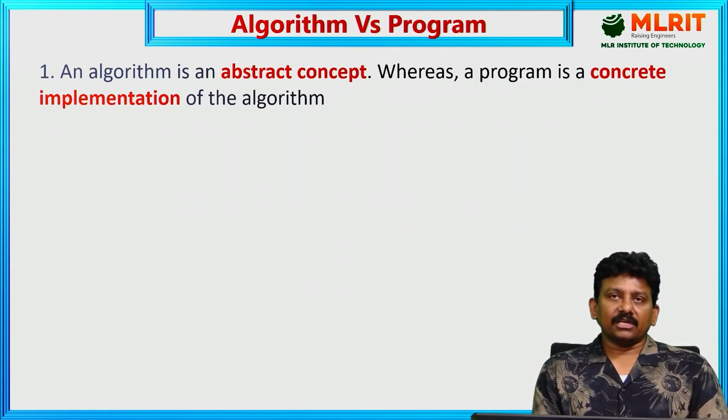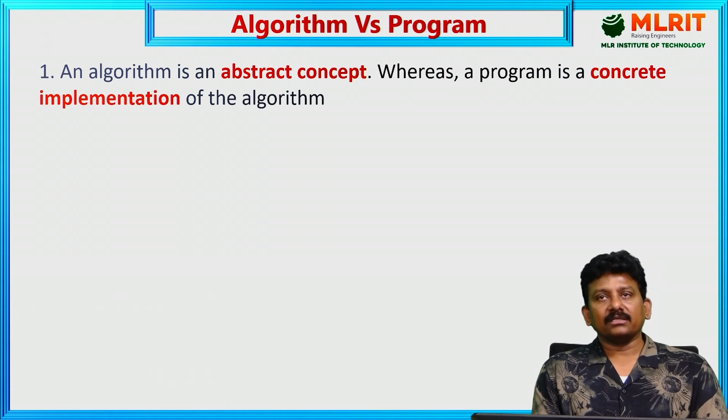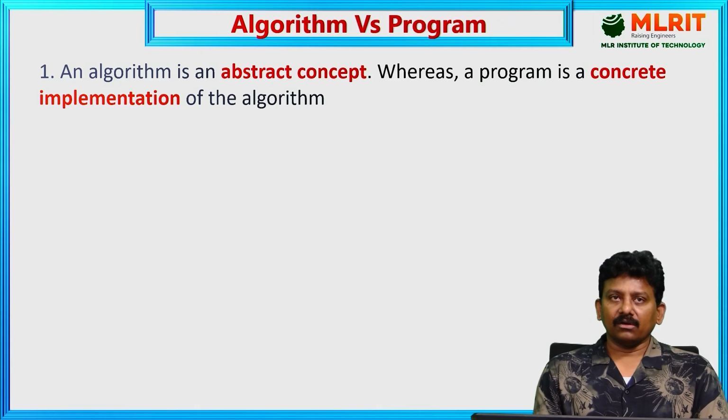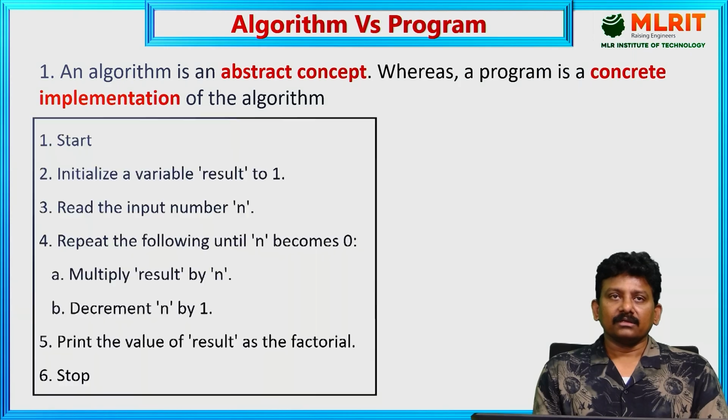An algorithm is an abstract concept, whereas a program is a concrete implementation of the algorithm. We will see what this is. See, this is an algorithm.